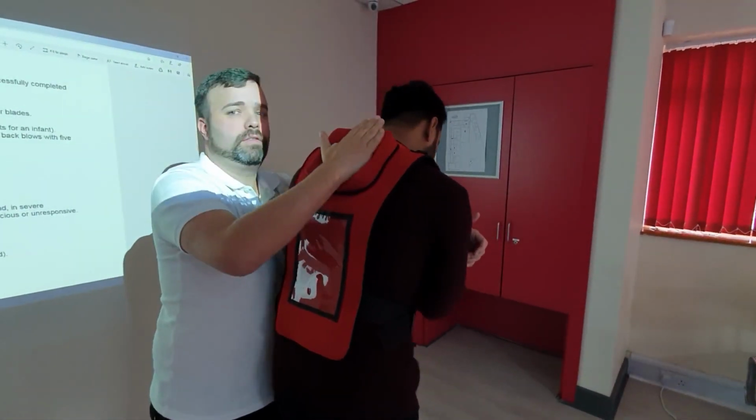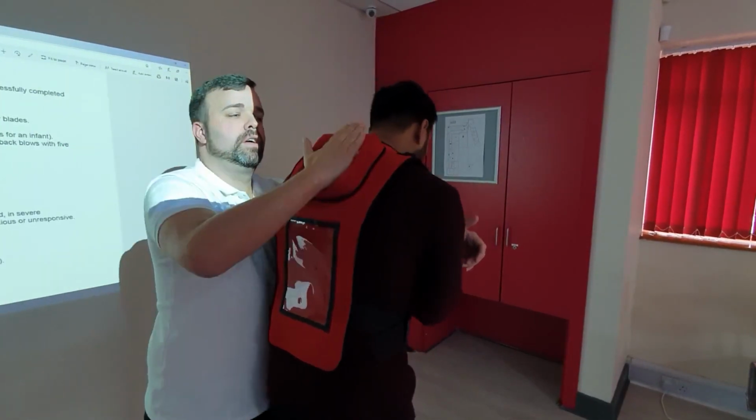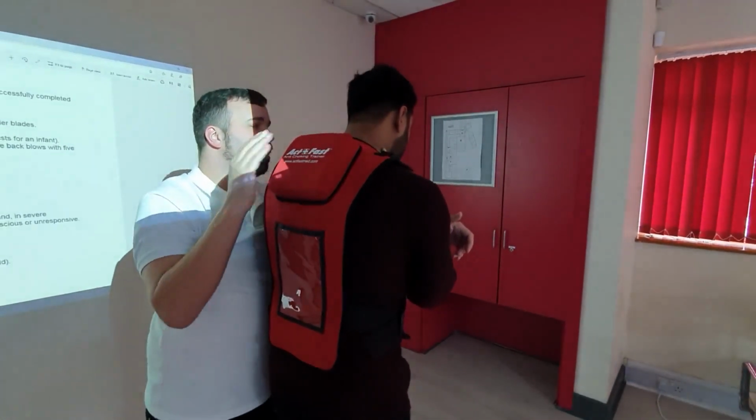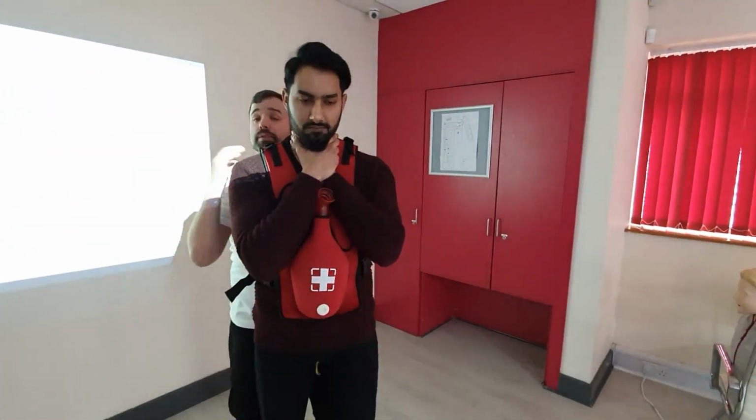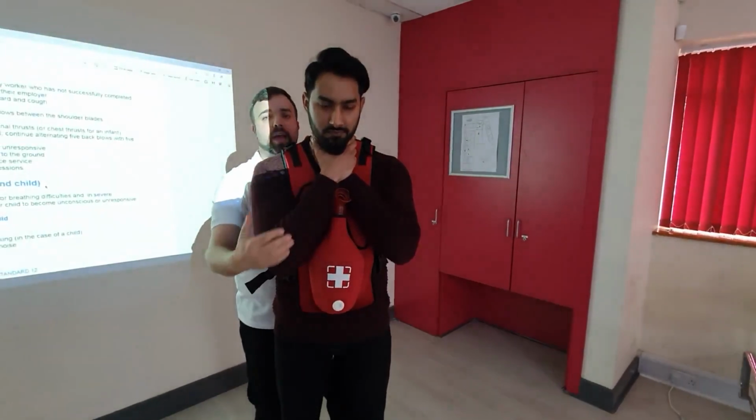So 1, 2, 3, 4, 5. And again, ask them to cough throughout. If that hasn't worked, we're now going to move into the abdominal thrust. So it's important we're still trying to clear the airway.